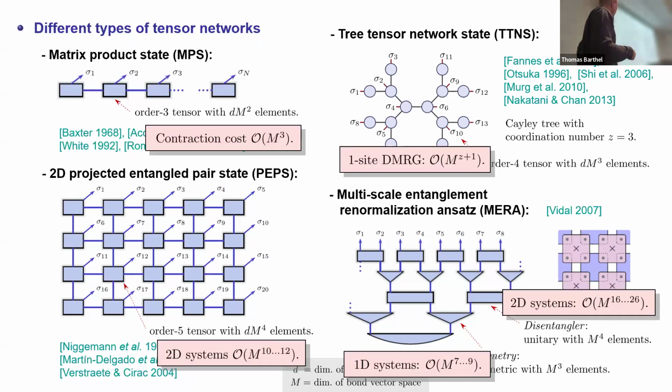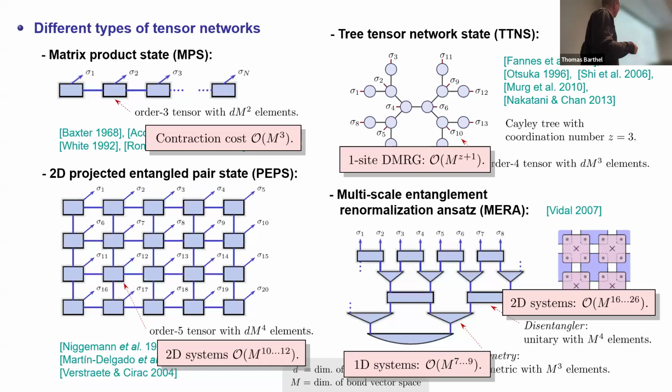One caveat, if you want to simulate in 2D, is that, okay, these guys, as I said, don't have the right entanglement structure, so it will turn out that these bond dimensions, so the M here is the dimension of the vector space associated to this leg here.